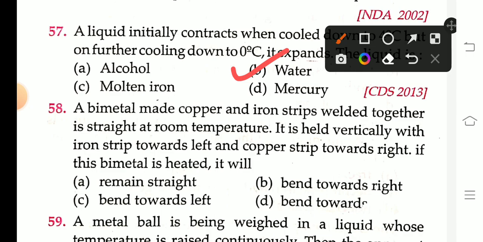Next, a bimetal made of copper and iron strips welded together is straight at room temperature. It is held vertically with iron strip towards left and copper strip towards right. If this bimetal is heated, it will, right answer will be option C, bend towards left.